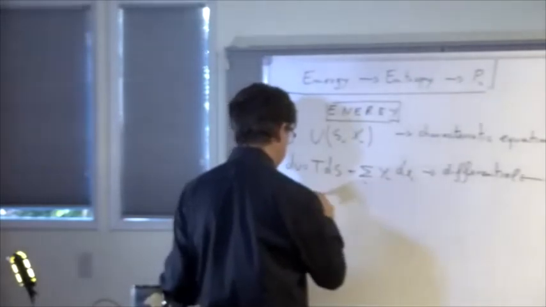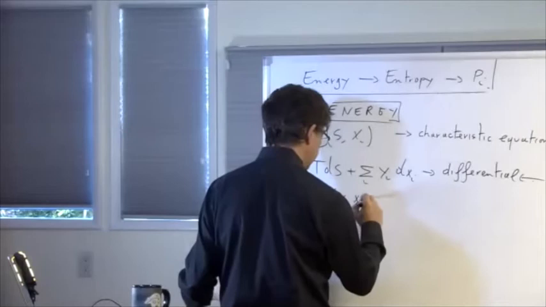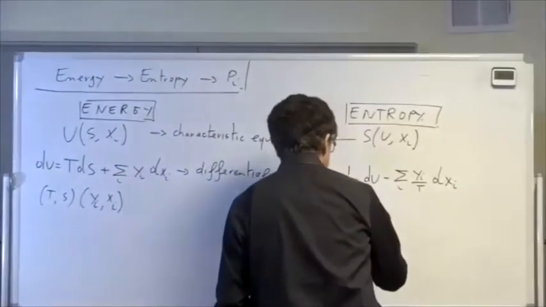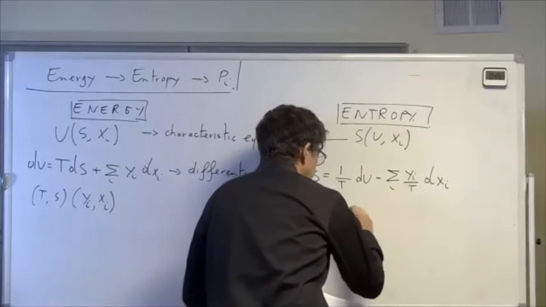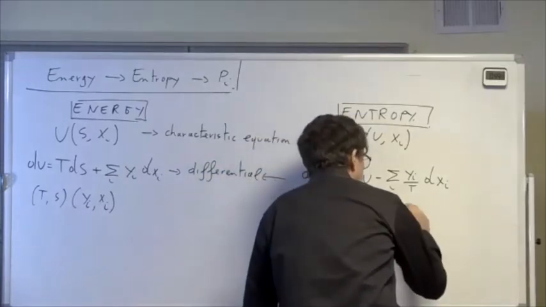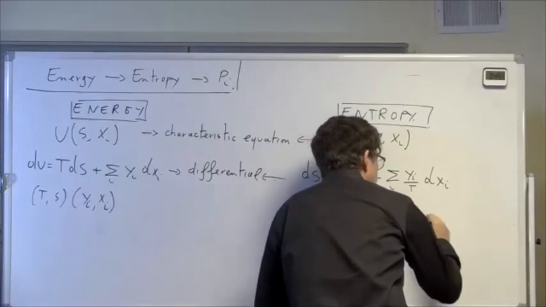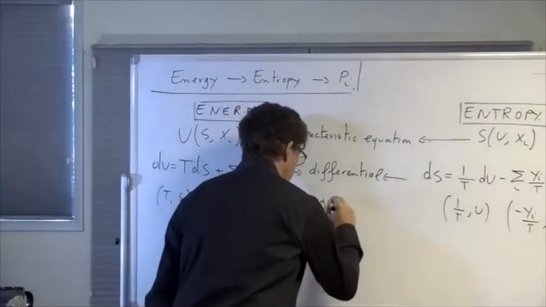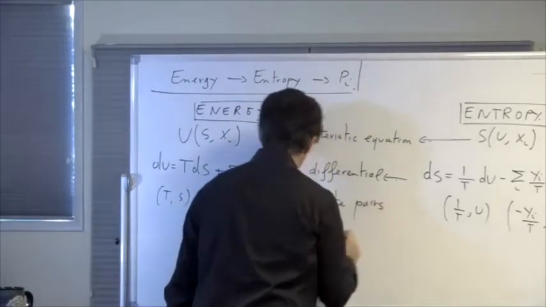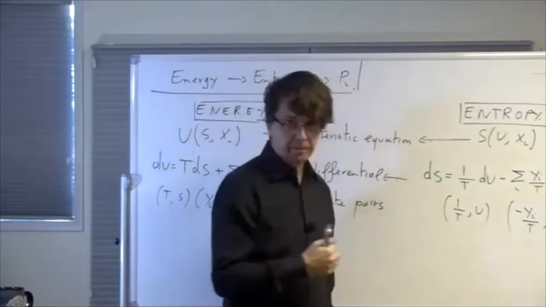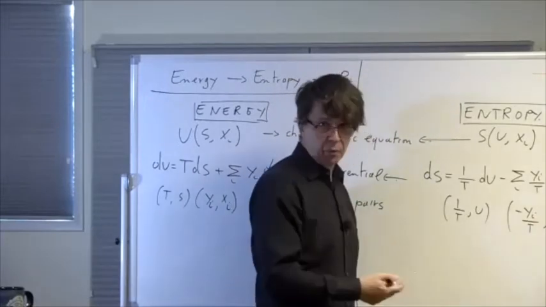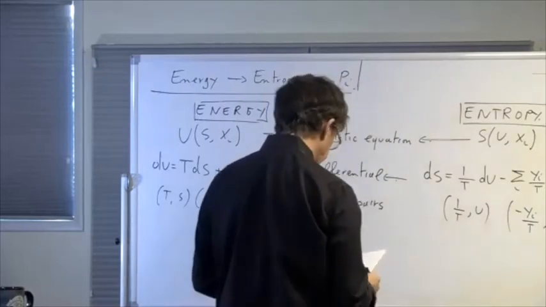So the conjugate pairs in the energy formalism are things like T and S, and yi and xi, whereas the conjugate pairs in the entropy formalism are 1 over T and energy, and minus yi over T, so the forces weighted by T, and the extensive variables. So these are the conjugate pairs. Here they have dimension of energy, here they have dimension of entropy. And in a few minutes, I'm going to normalize the entropy by the Boltzmann constant, and we'll then end up with conjugate variables whose product is dimensionless.